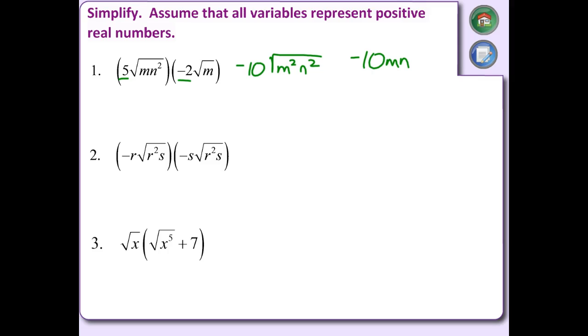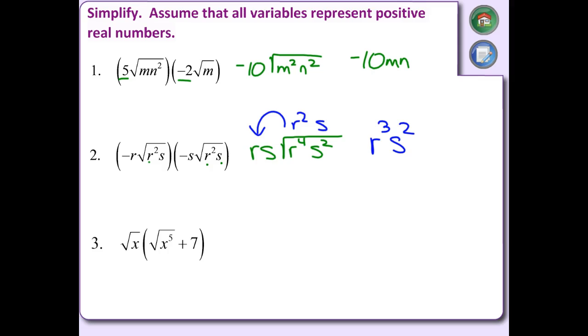Same idea with number 2. Well, let's multiply what's outside. Negative r times negative s is going to give me rs. If I multiply what's inside the radicals, well, r squared times r squared gives me r to the 4th. S times s gives me s squared. And they are both perfect squares. This is going to give me r squared s. And if I multiply those by what's outside the house, we're going to have r cubed s squared as my final answer.